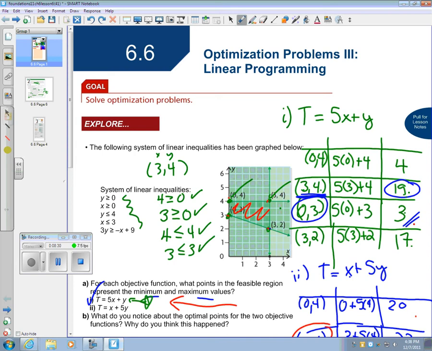3y greater than or equal to negative x plus 9. So 3 times 4 is 12, greater than or equal to negative 3 plus 9, which is 6. So 12 is greater than or equal to 6. Bingo. Okay? That's the only new step we're adding, is that we have to verify.